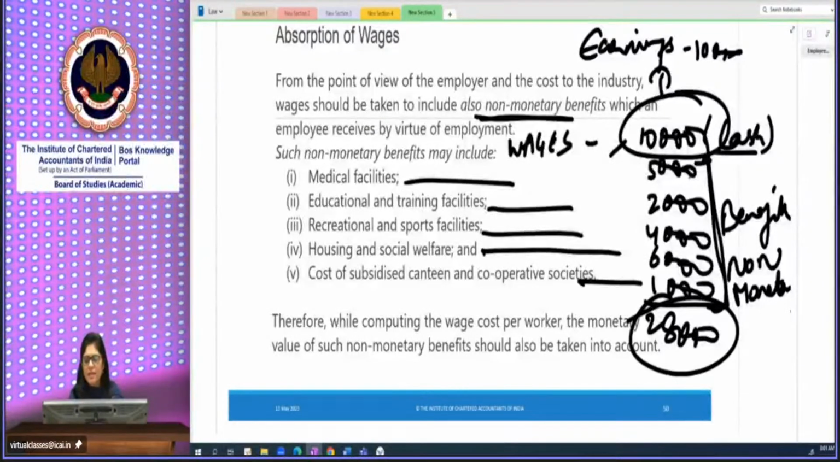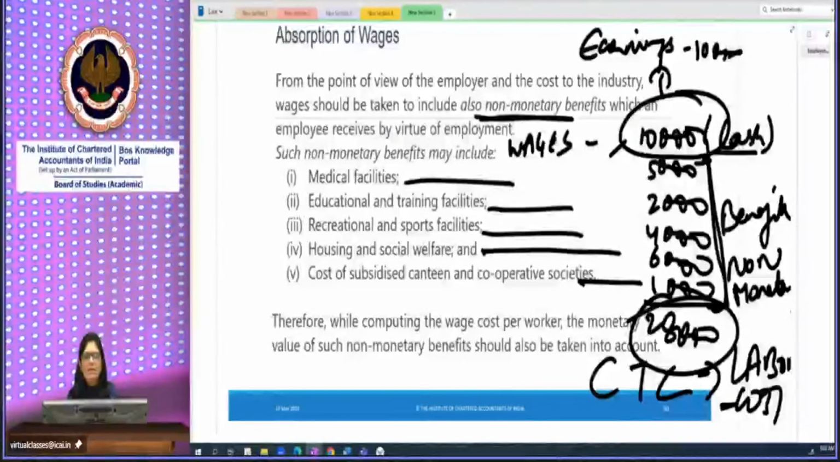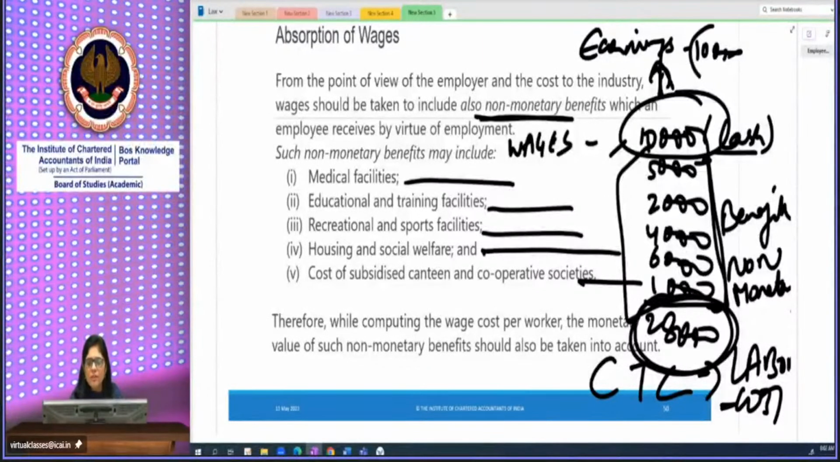But 28,000 is CTC, cost to the company, which is called labor cost or employee cost. Clear? So labor cost is much more than the earnings to the worker. Whatever the employer is paying to the worker and for the worker, everything is part of cost to the company. Clear? So the wage rate, we have to calculate on the basis of 28,000 and not on the basis of 10,000.